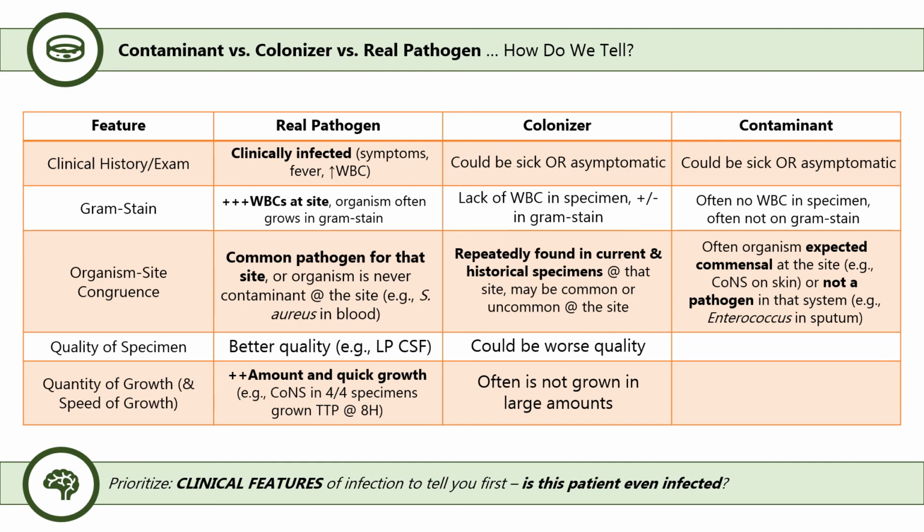So for example, if you collected Enterococcus faecalis from a sputum sample, Enterococcus is never a respiratory pathogen, so I would consider it a contaminant. The quality could be worse, and the quantity and speed of growth should be low. I would expect scant amounts and taking longer than usual to grow. Remember, these are all individual components and need to put them all together to make a decision.